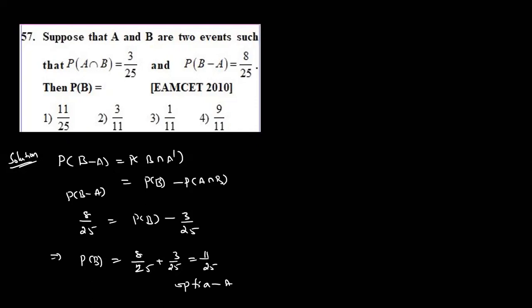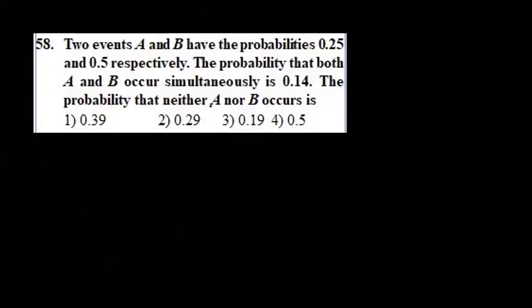This is the formula. Similarly, P of A minus B means P of A minus P of A intersection B. Anyone? What is the answer?